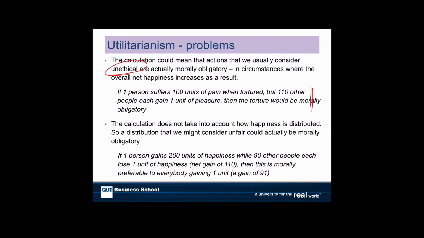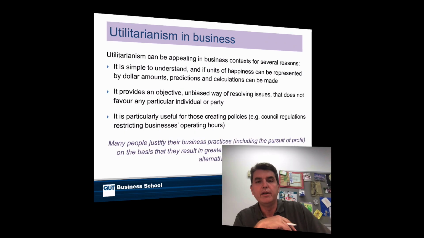Finally, a key challenge around the theory is that it doesn't look at how that happiness is distributed. It doesn't look at the volume of people who are affected. And again, you can get what we might think of as unfair outcomes if we have a system where one or a small cohort gains a lot and a big cohort loses just a little bit. If there's enough gain to offset that negative, utilitarianism says it's the ethical thing to do.